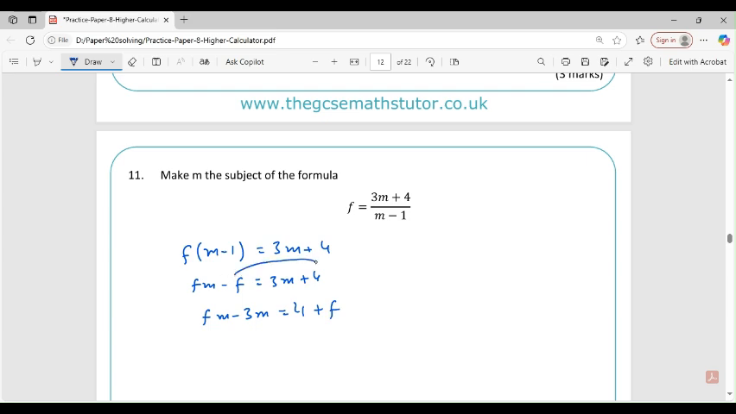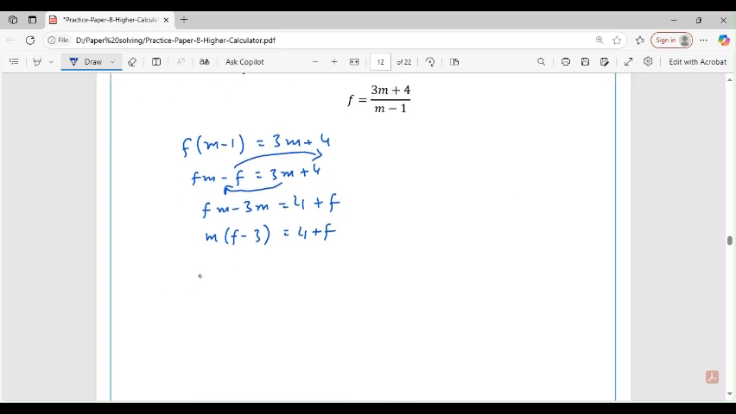This will go to this side and becomes plus f, and this plus 3m will go to this side and becomes minus 3m. So in here m is common, and f minus 3 will be equal to 4 plus f, and once I keep m on this side, it's going to be 4 plus f over f minus 3. This is going to be your answer.